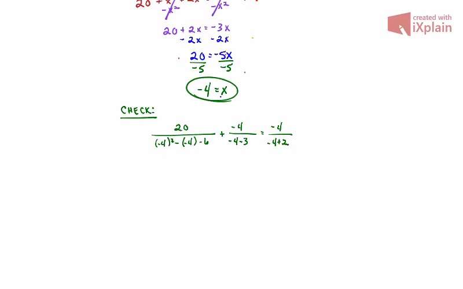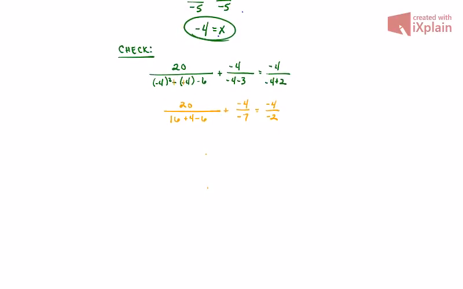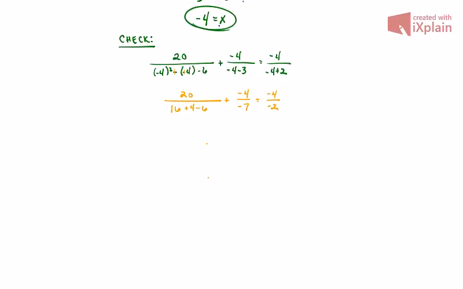So if we go ahead and evaluate here, we'll have 20 all over, negative 4 squared is positive 16, negative 4 is going to make that a positive 4 minus 6, plus negative 4 over negative 7 is equal to negative 4 over negative 2. So we can do a little bit more cleaning up here, as you can see. It's a little bit messy. So we're just going to keep going, keep whittling this problem down. So move that up and leave it so that we can see our answer.